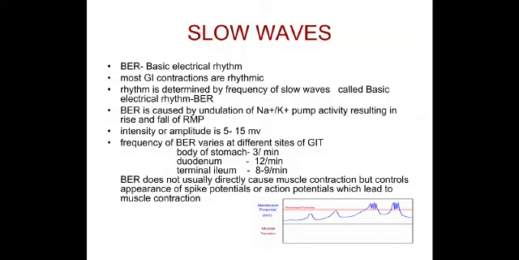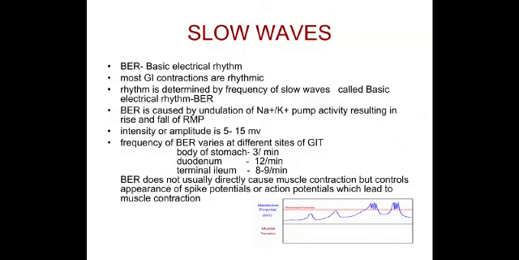Rhythm is determined by the frequency of slow waves, called the basic electrical rhythm, which is present in the fundus of the stomach. It's caused by undulation of sodium potassium pump activity, resulting in a rise and fall of the resting membrane potential. The intensity or amplitude of the waves is 5 to 15 millivolts. The frequency of the basal electrical rhythm varies at different sites of the GIT. In the body of the stomach it's around 3 per minute, in the duodenum around 12 per minute, and in the terminal ileum 8 to 9 per minute.